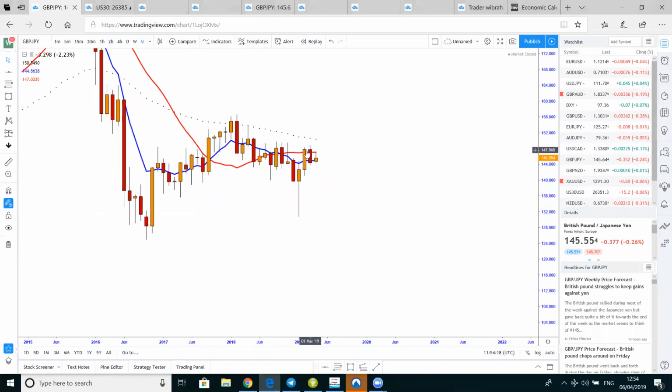If the price fails to break previous month candlestick at 148.34, 50 levels, 148.50, let's round the number. If the price fails to break that level, then I'm expecting the price to roll over to the downside. That's what I'm expecting. So if the price fails to break this level, I'm expecting the price to roll over to at least 140 levels.